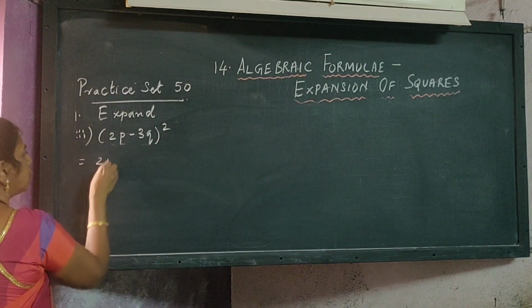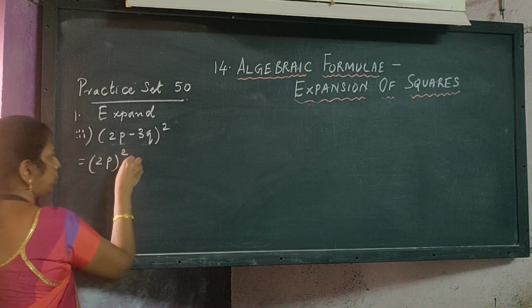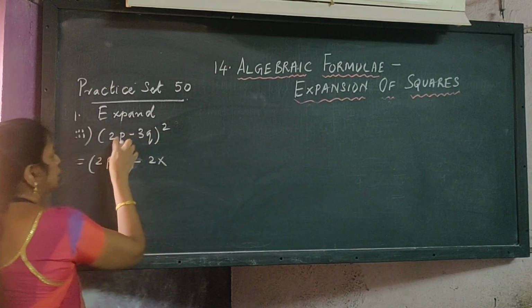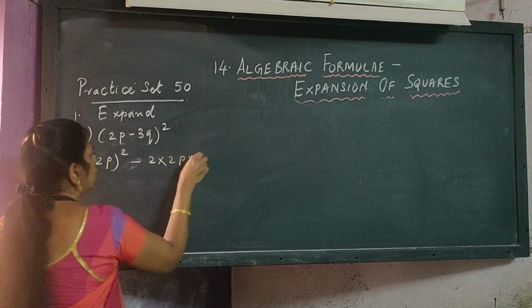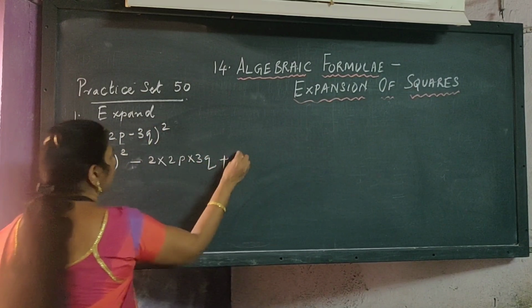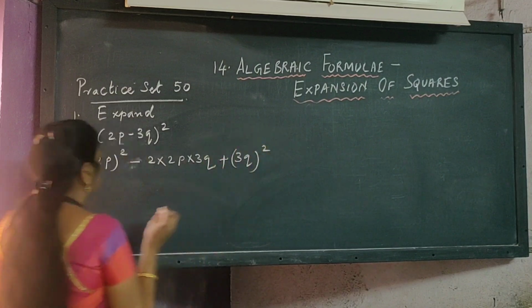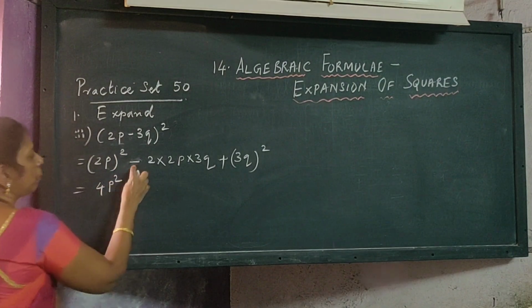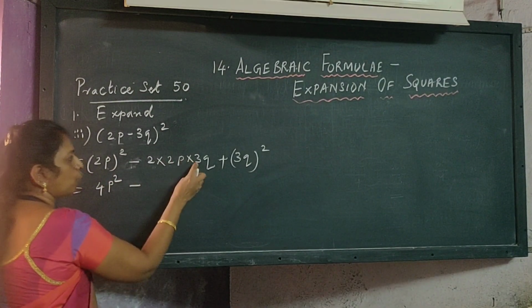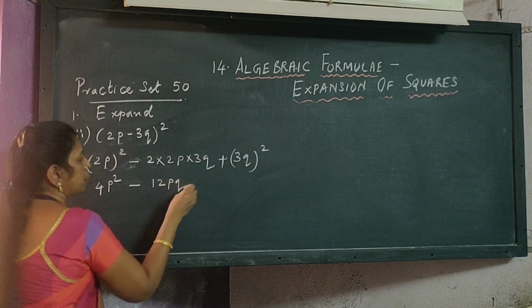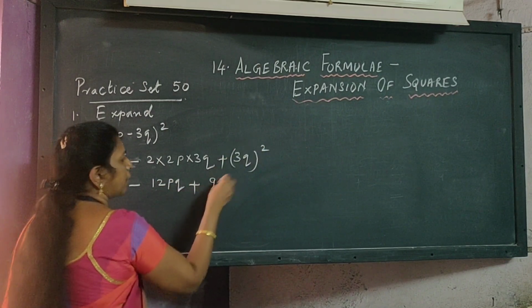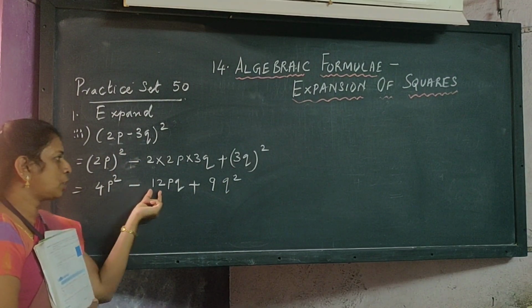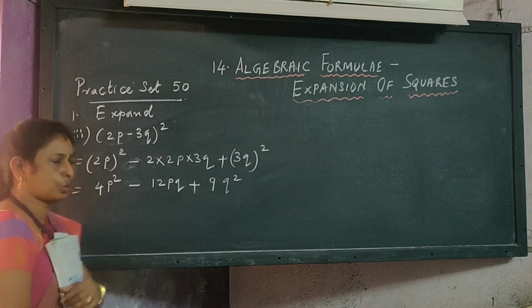So you will get 2p the whole square, no, your minus is there, so put minus 2 into first term into last term, that is 2p into 3q plus last term square, that is 3q the whole square. Now 2 square will become 4, p will become p square, minus 2 into 2, 4, 4 3s are 12 pq plus 3 square will become 9, q will become q square. So it will become 4p square minus 12pq plus 9q square.